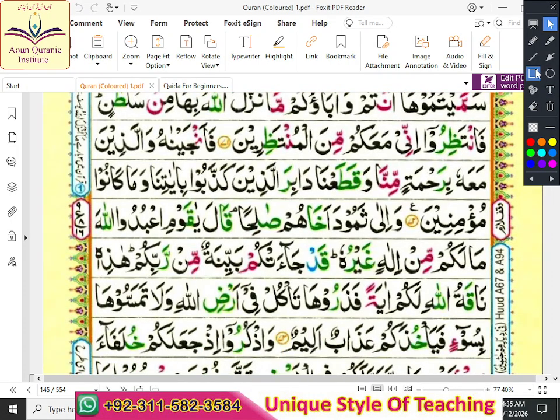Please find standing zabar in this box. Is there one? Yes, that's one right there, on top. This is also Maddah Asli. And in this box, please find standing zabar and standing zer. Yes, on the ha. Okay, read please. How will you read? Hazihi. Well done, mashallah.